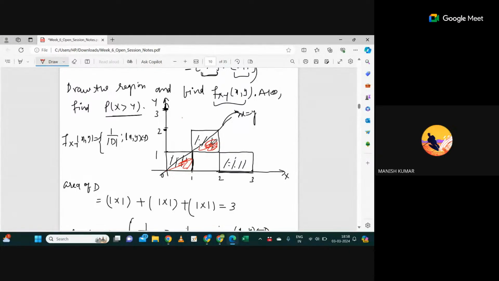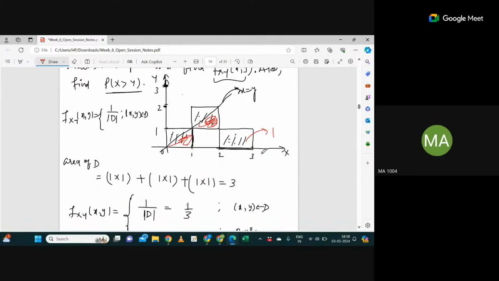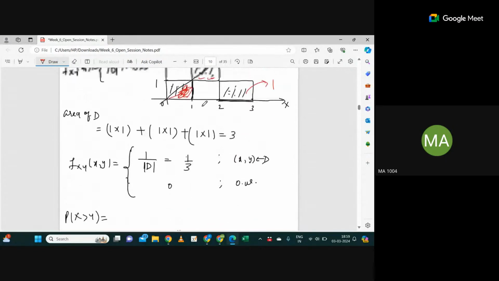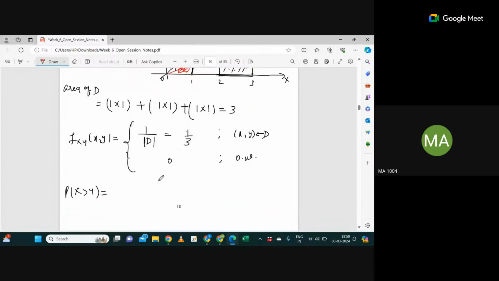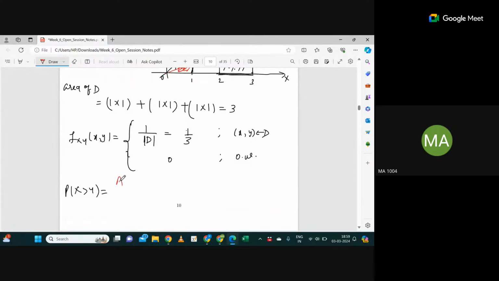Yes, sir. 2, 3 also, sir. Sir, third box. But for this, it will be 1 totally, right? But for here, tell me how will you calculate this region. The numerator part is basically the area of A divided by the area of D. The area of D, anyway, we know it's 3, right?